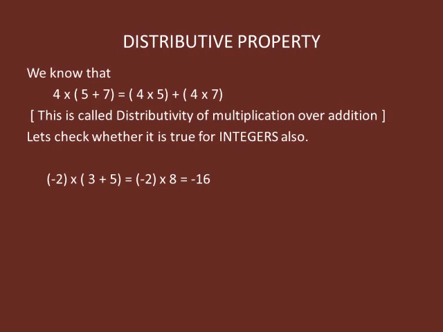When minus 2 is multiplied with the sum of 3 and 5, we get minus 2 into 8, equals minus 16.